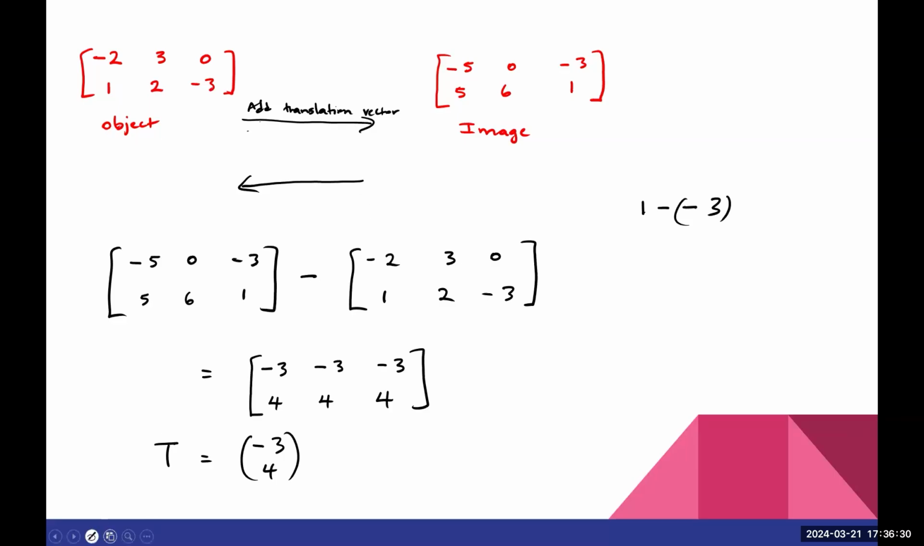So this right here, let me just write what it represents. So this is the vertex matrix of the image, and this is the vertex matrix of the object.